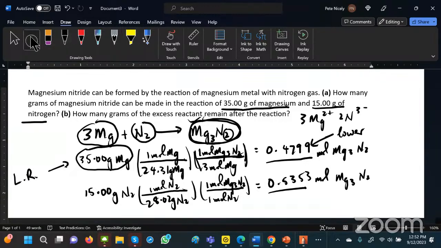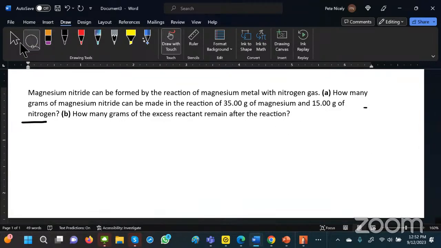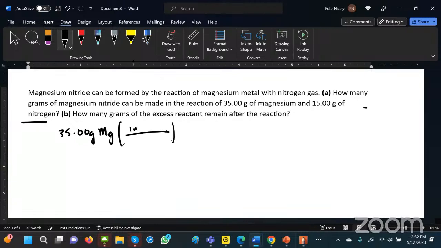Well, let me get rid of all this here. What we have to do is start off with the limiting reactant. The limiting reactant we just discovered, based on what we did in part A, is 35.0 grams of magnesium. And what we need to do is find out how much of the nitrogen will react with it, right? So we do like we did before. We convert that to moles. We're going to have 1 mole of Mg, and down here the molar mass, which is 24.31, right? That's what we used the last time.